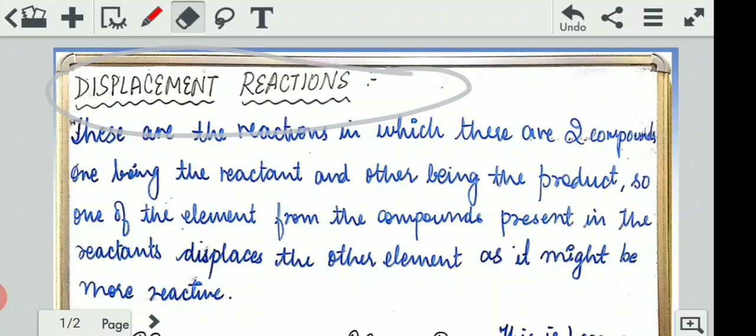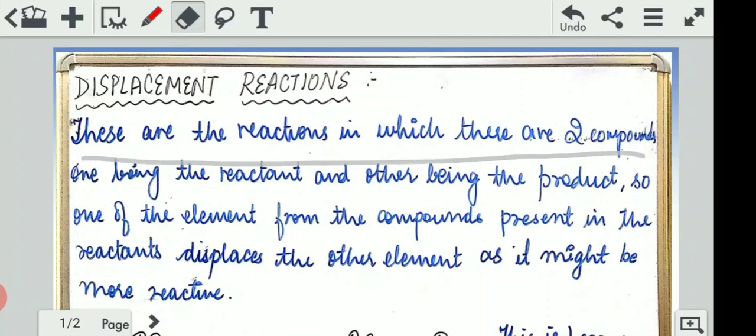As we studied about combination and decomposition reactions, we took out their meaning by their name itself. Like combination was to join, decomposition was to break down. Similarly, the English word displacement means to displace something, that means to take the place of something. Replacing something with something else is called displacing, right? So these are the reactions in which there are two compounds, right?